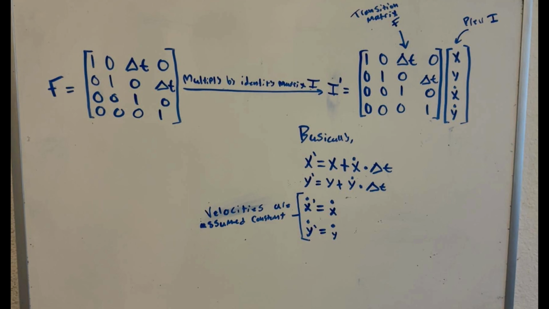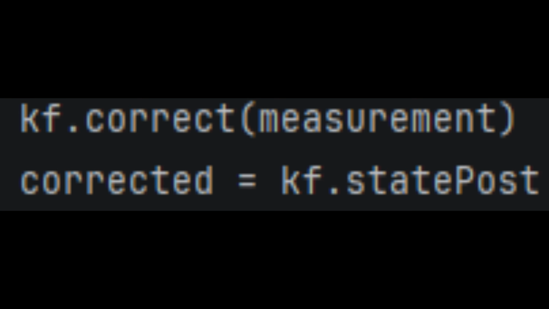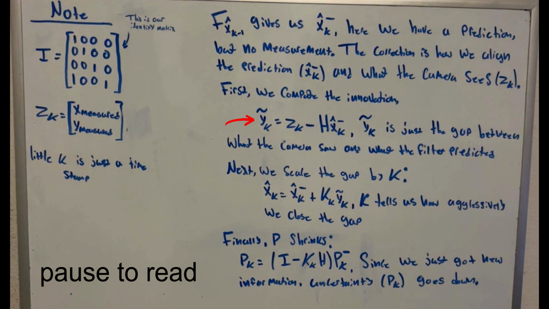Here we call predict, which projects our state forward in time using the transition matrix F. This runs every frame regardless of whether a face is detected. After that, we correct the prediction. The innovation, z sub k minus H times x hat sub k, is the gap between what the camera saw and what the filter expected. K scales how aggressively we close that gap, and P shrinks to reflect that we just got new information.